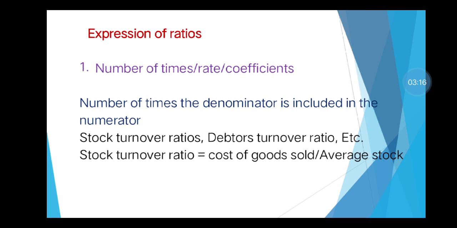All the turnover ratios like debtors turnover ratio, working capital turnover ratio, assets turnover ratio, all these ratios are expressed in number of times. So in number of times, the ratio shows the number of times the denominator is included in the numerator. The quotient will be the number of times the average stock is converted into cost of goods sold in case of stock turnover ratio.